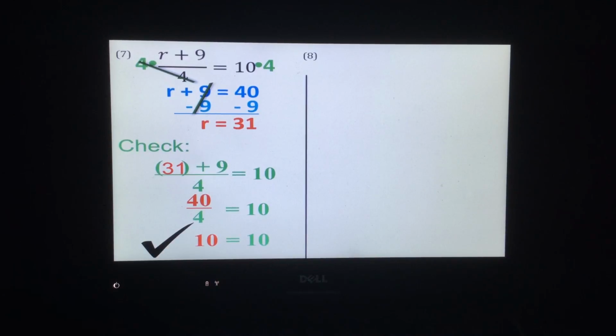Okay, number 8, it's going to be kind of the same setup. All right, we have a negative this time, which is not that much different. So again, up here, these two terms, the numerator, is being divided by 4. The opposite of dividing by 4 is multiplying by 4. So let's go ahead and do that. So there's my multiplying by 4. 4's cancel.